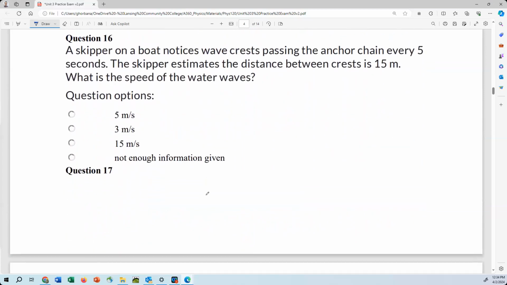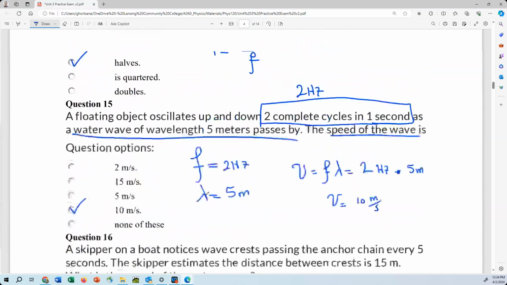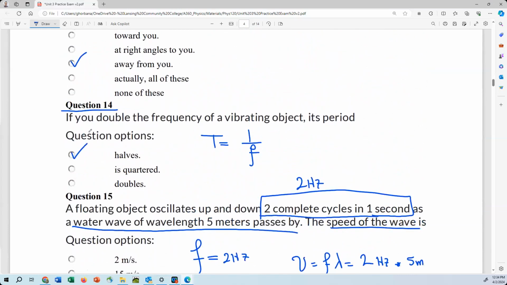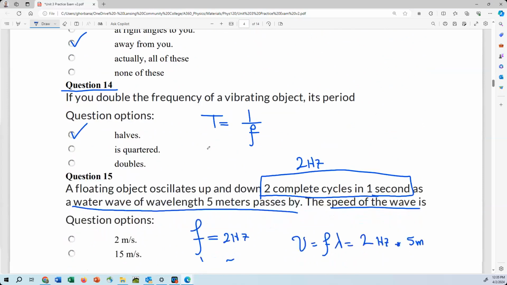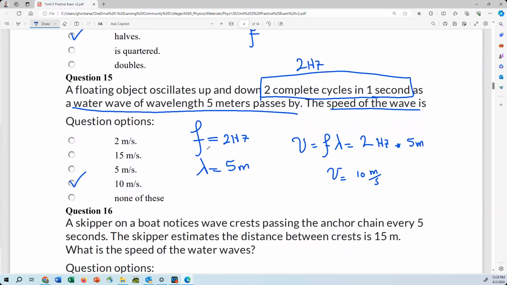Question number 16. I'm sorry, could you go back up to 14 for a second? 14. Yes, this is 14. If you double the frequency of a vibrating object, the period and the frequency are inversely related to each other. If you double the frequency, the period will be half. Good. Do you have any question about number 15? No, I'm good with that one. Thank you.